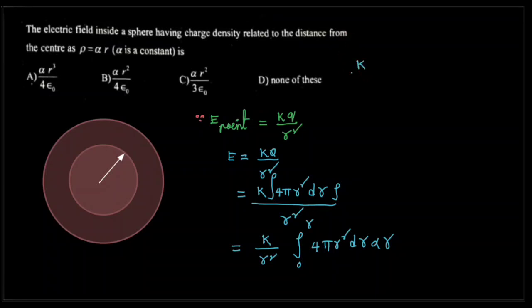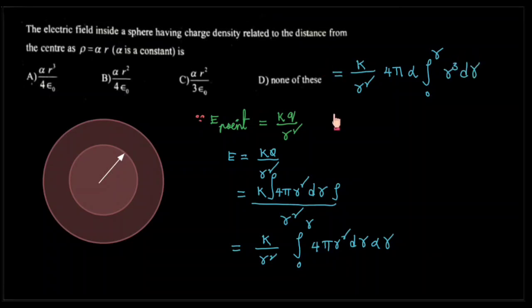k by r square into 4 π r square. Here there is one more r. You could take this 4 π out, and the alpha can also be taken out, right? So therefore, the integral from 0 to r. So this will be like r cube, so r cube into dr.